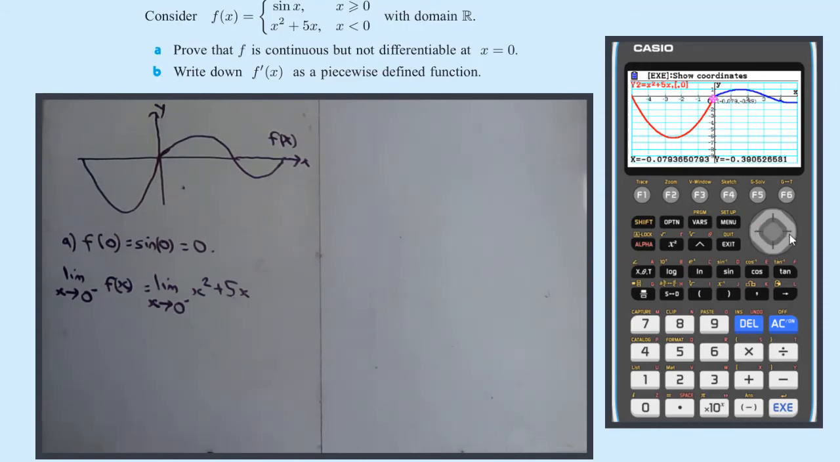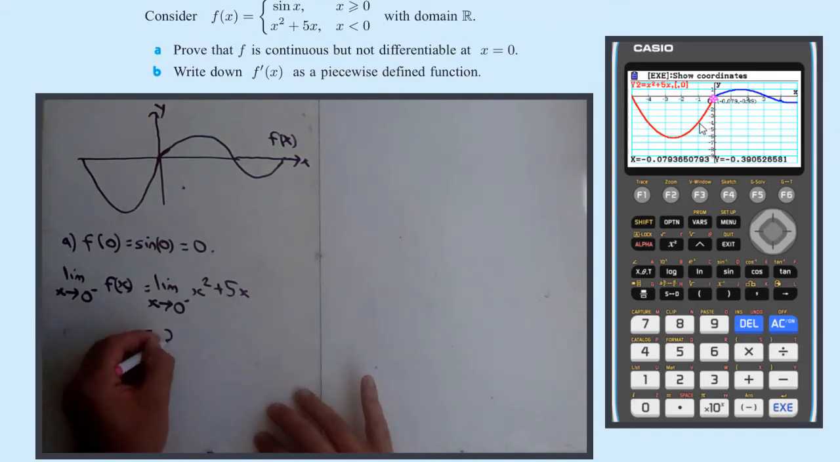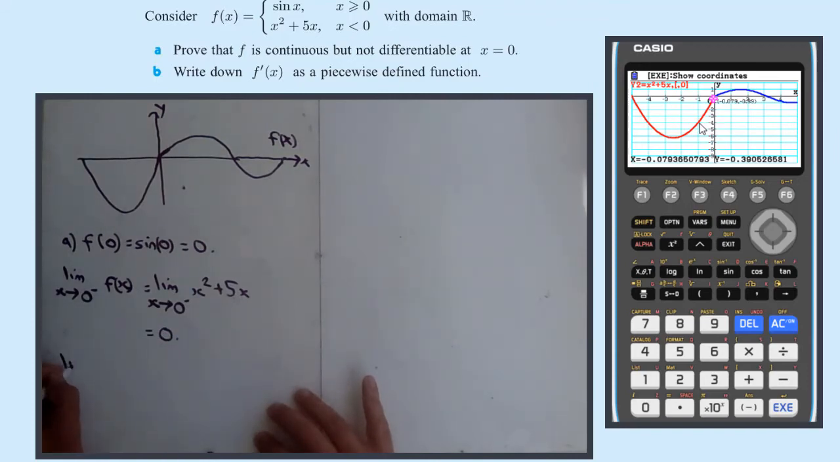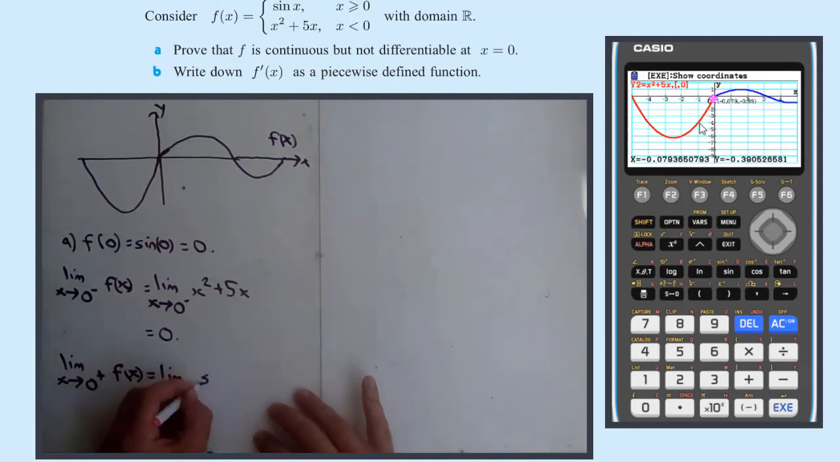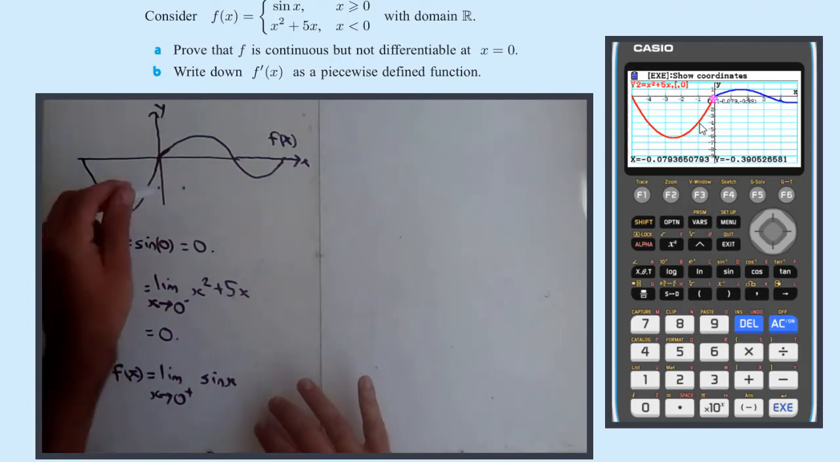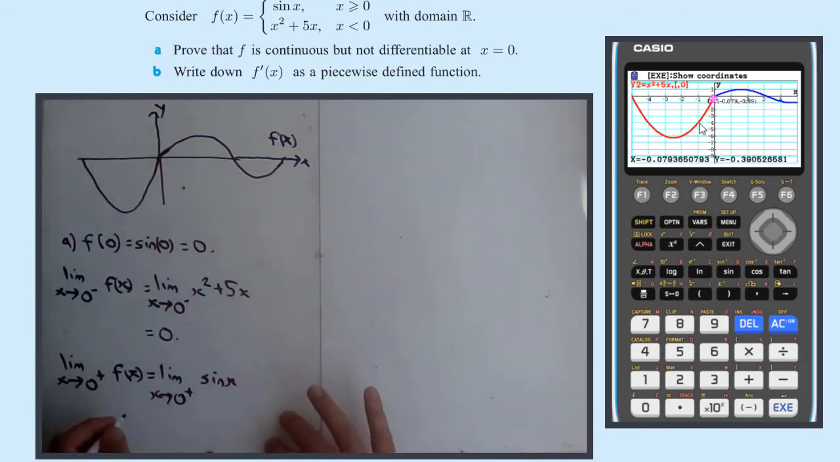And you can see we're approaching 0. We go to 0, 0. You can see it's getting very close. So that's just 0. In the other direction, the limit as x approaches 0 from the positive side of f of x, well, that's going to be the limit as x approaches 0 from the right hand side of sine x, which hopefully we know. I mean, you can just see it's 0. Right, so that's good news.